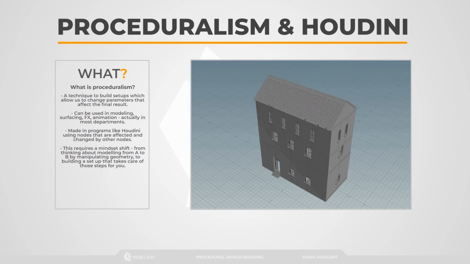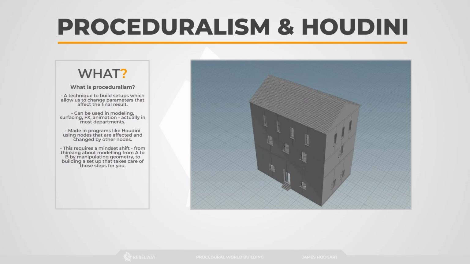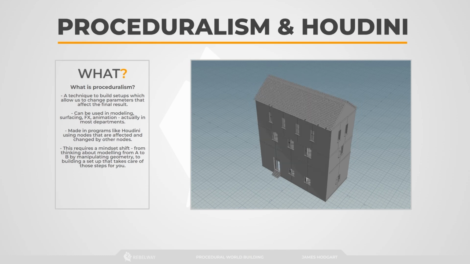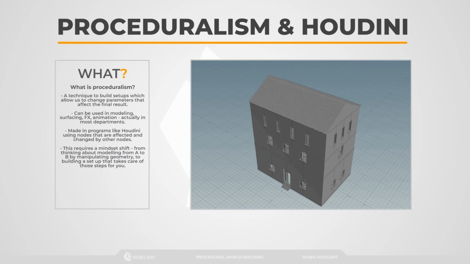So the first question is, what is proceduralism? It's a technique to build setups that allow us to change parameters that affect the final result. It can be used in modeling, surfacing effects, and animation. Actually, it can be used in most departments. It's made in programs like Houdini using nodes that are affected and changed by other nodes. Now this requires the mindset shift we spoke about, from thinking about modelling from A to B by manipulating geometry, to building a setup that takes care of those steps for you.